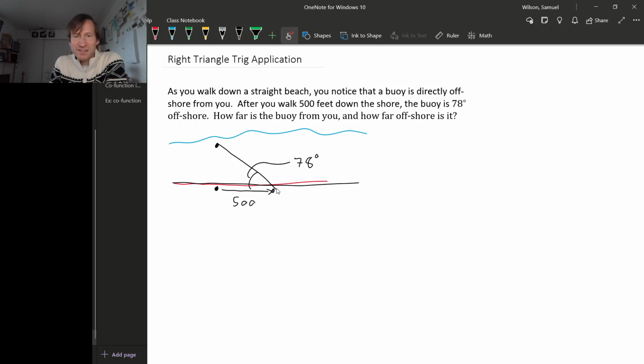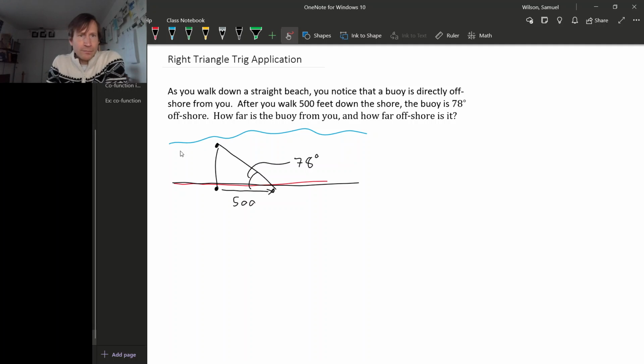Of course I've exaggerated things, right? Really this angle shouldn't be as small as I've drawn it, since 78 degrees is much closer to a right angle than this. But we don't need the picture to exactly reflect the situation. It just has to be close enough to help guide our thinking.